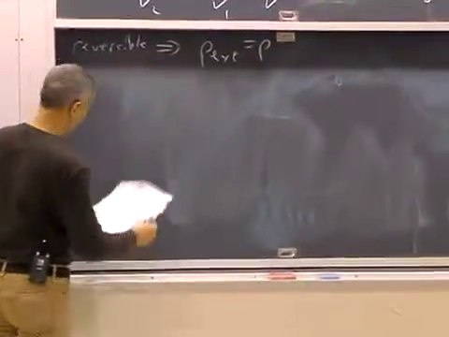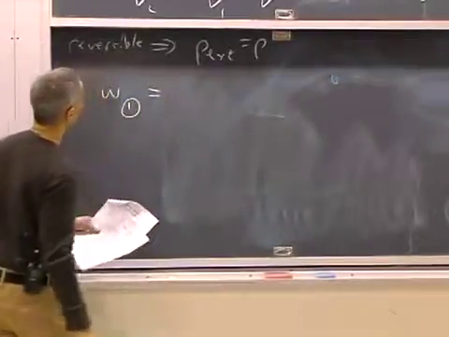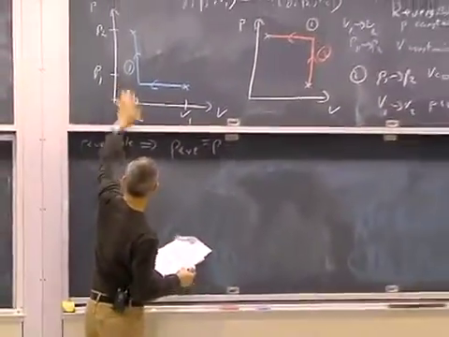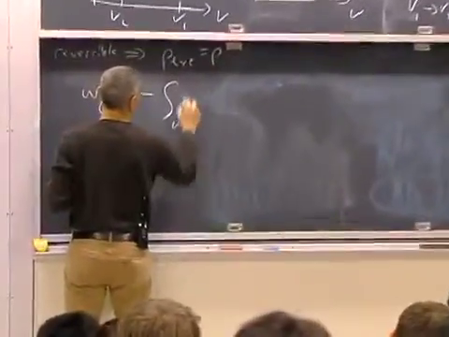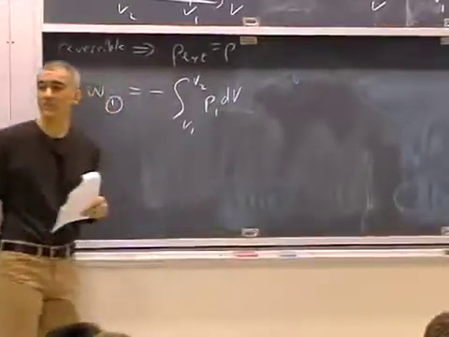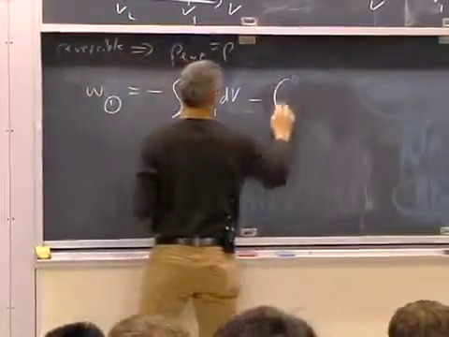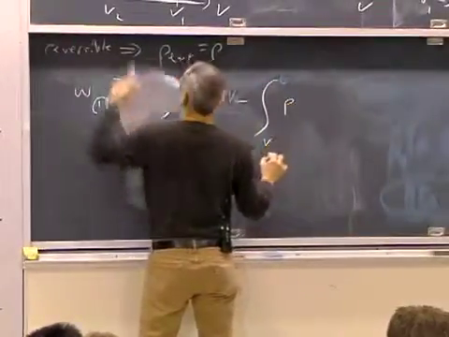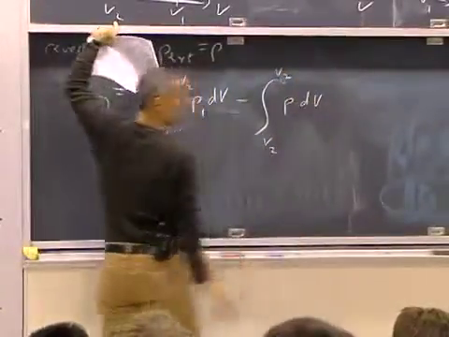OK, so let's calculate W1, the work for path 1. All right, first thing is I change the volume from V1 to V2. The external pressure is kept constant at P1, so it's minus the integral from V1 to V2 of P1 dV. And then the next step here is I'm going from V2 to V2, where the pressure is changing, of dV.